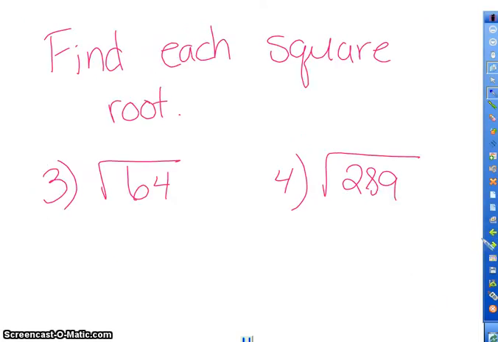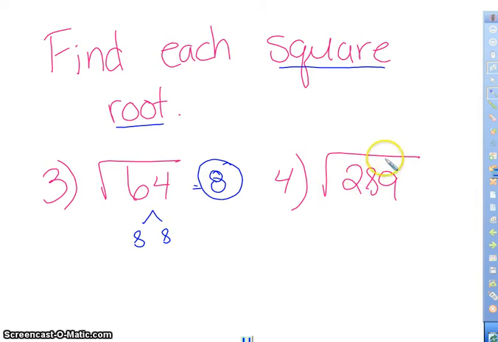The next problem we have is finding the square root. Now, if you remember in your notes, we wrote down a whole list of square roots. And a square root is when you have two identical factors that are going to give you the number underneath this radical here. So the two identical factors for 64 would be 8 times 8. So the square root of 64 is 8.